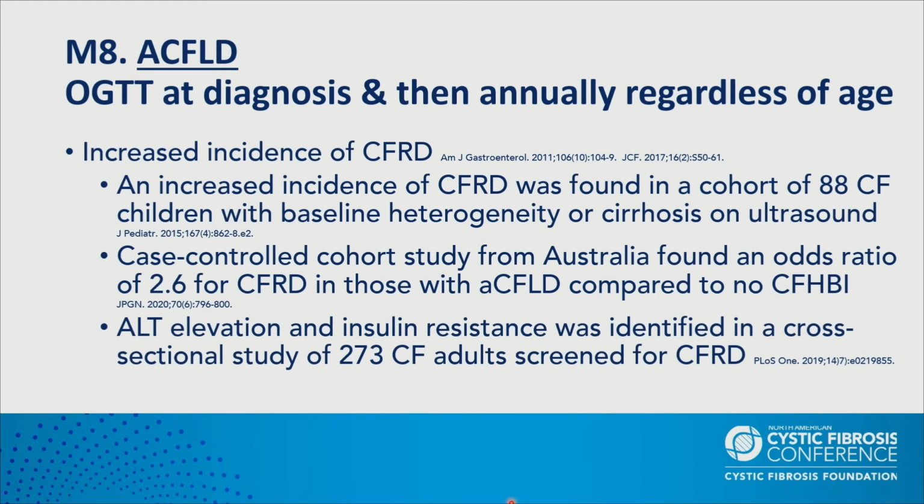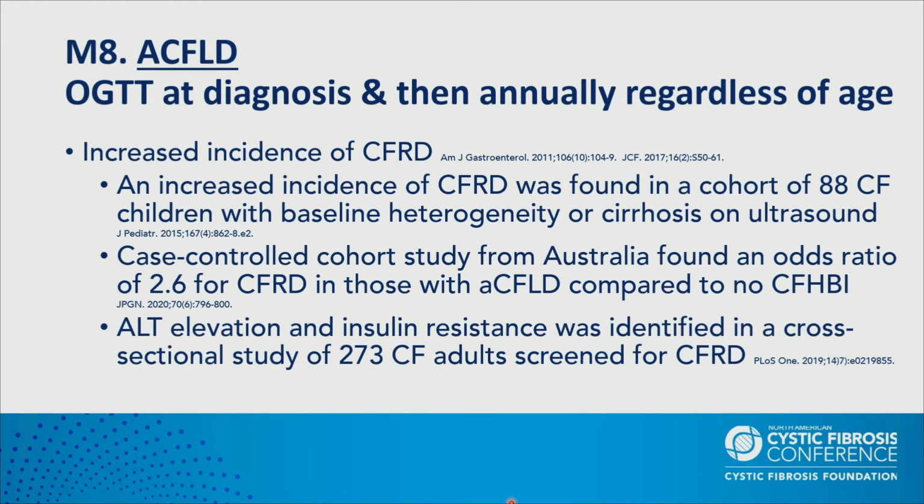The CF Foundation recommends that for persons with CF and advanced liver disease, we begin CF-related diabetes screening at diagnosis of advanced liver disease, even if this is earlier than 10 years of age, and then annually thereafter unless they're diagnosed with CF-related diabetes. And while there are no studies really looking at OGTT in the setting of advanced CF liver disease, it is known that the liver plays an integral role in glucose metabolism.